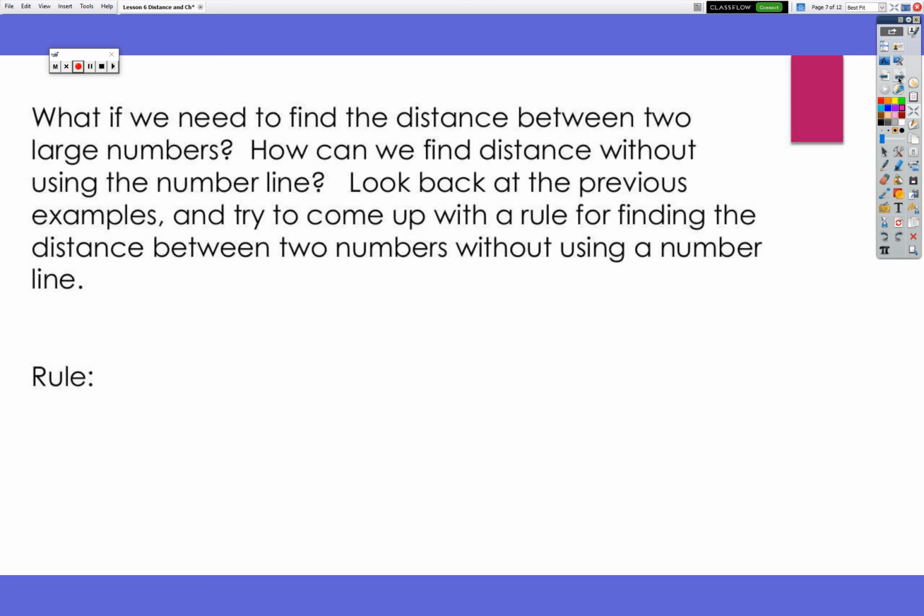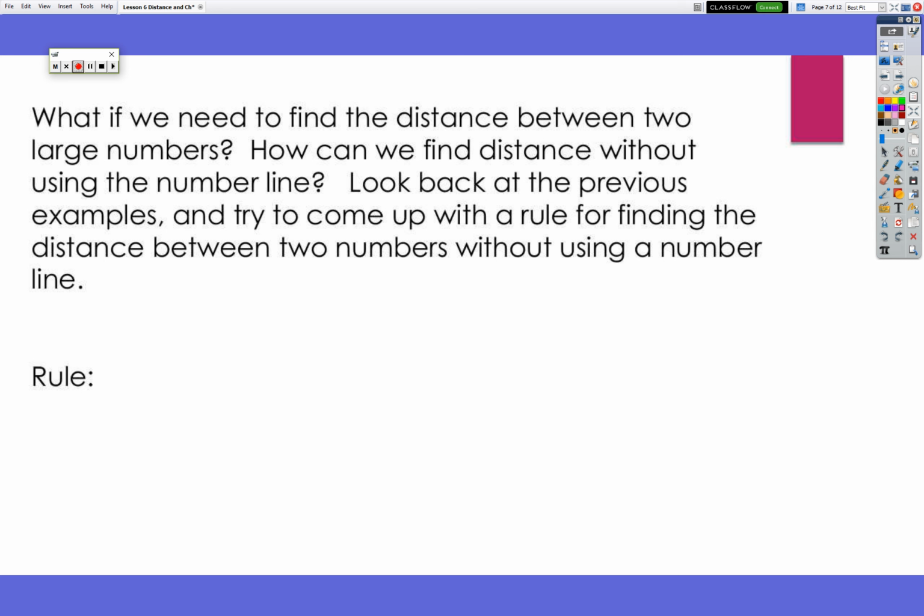Okay, now, what if we need to find the distance between two large numbers? How can we find distance without using the number line? Look back at the previous examples and try to come up with a rule for finding the distance between two numbers without using a number line. So this would be a good place to pause the video and look back at the other examples. See if you can come up with a rule on your own, and then you can unpause the video and check to see if you were right. Okay, so pause the video now. Okay, hopefully you took a second to think about this.